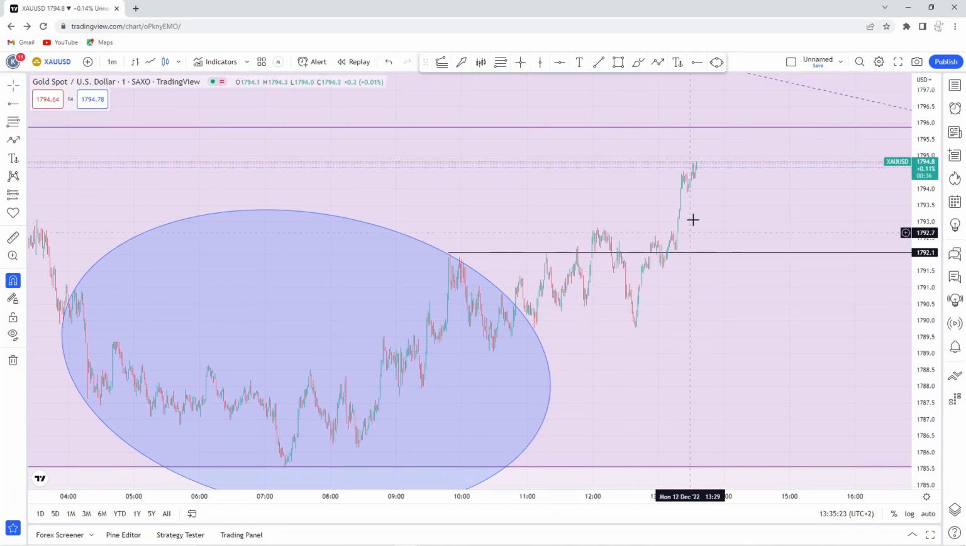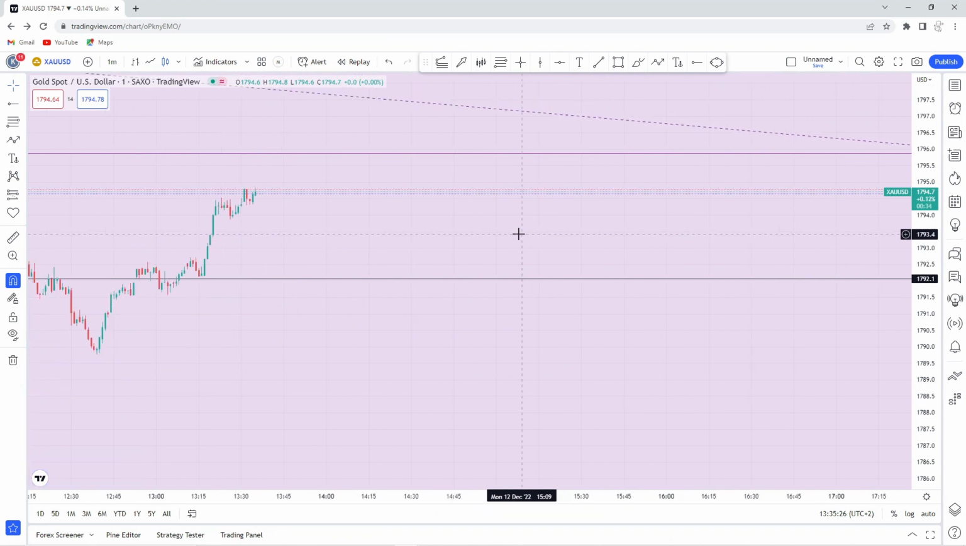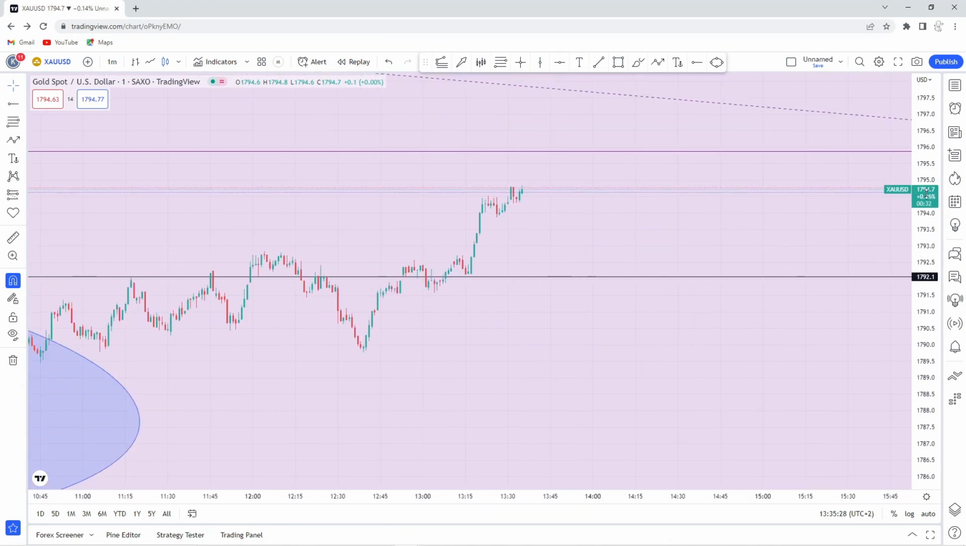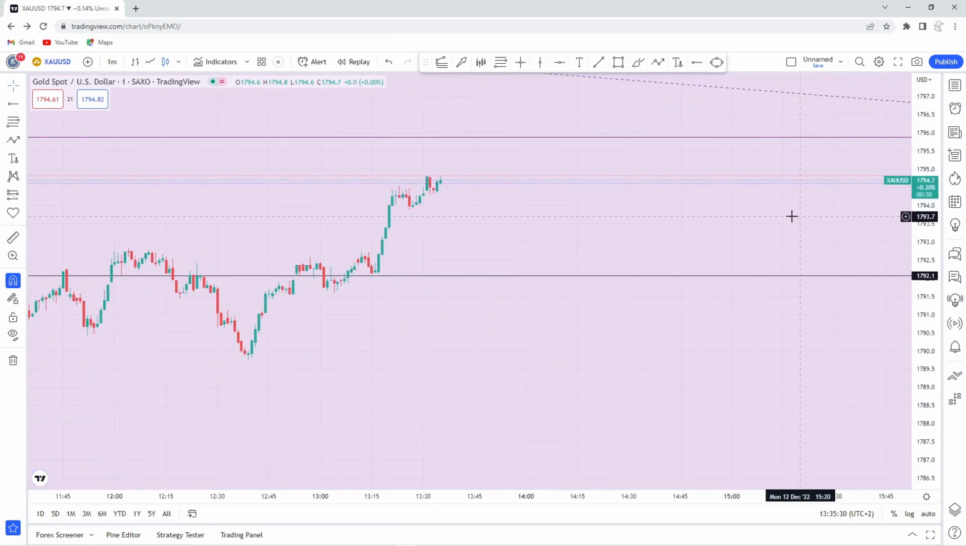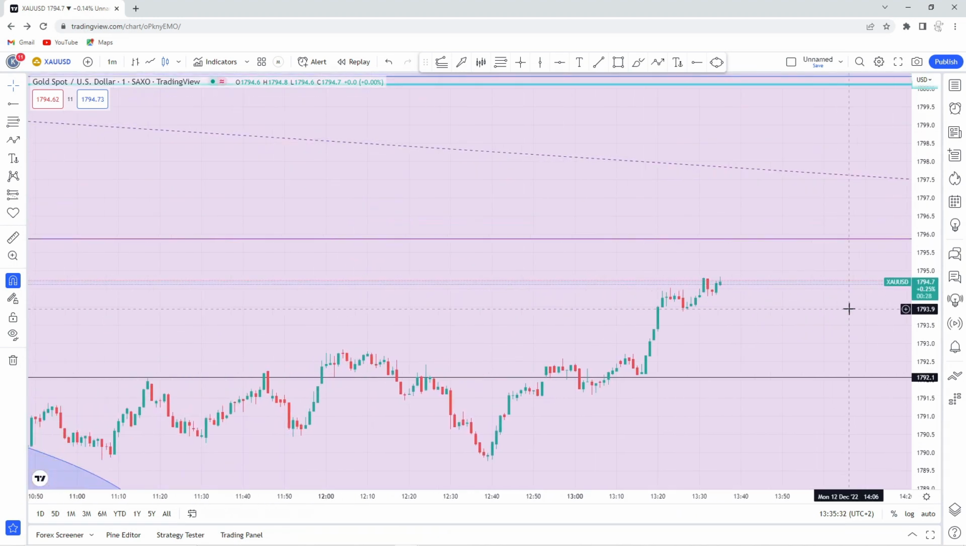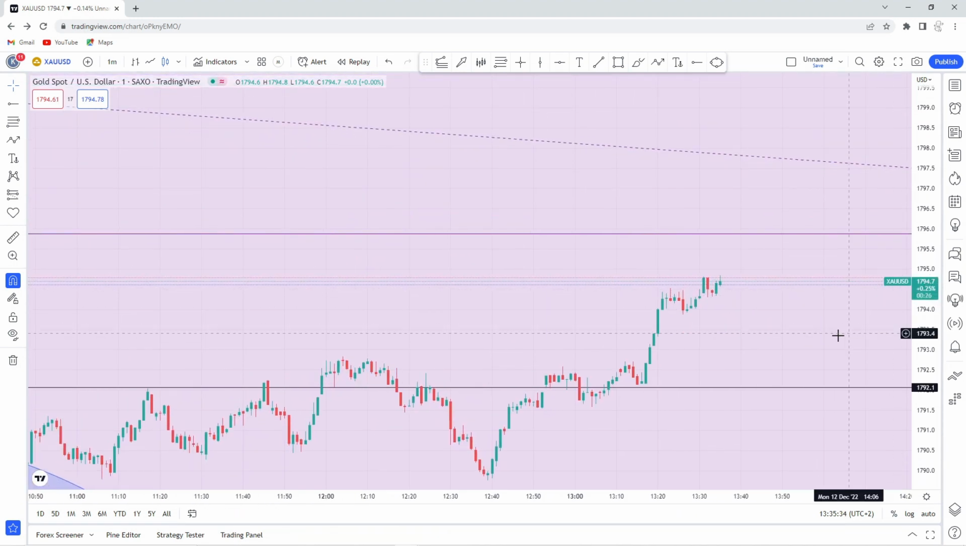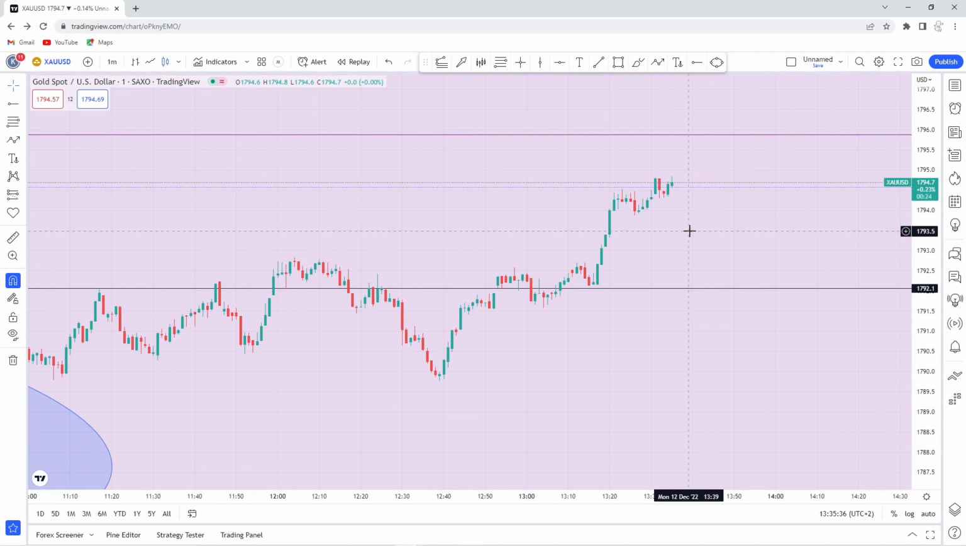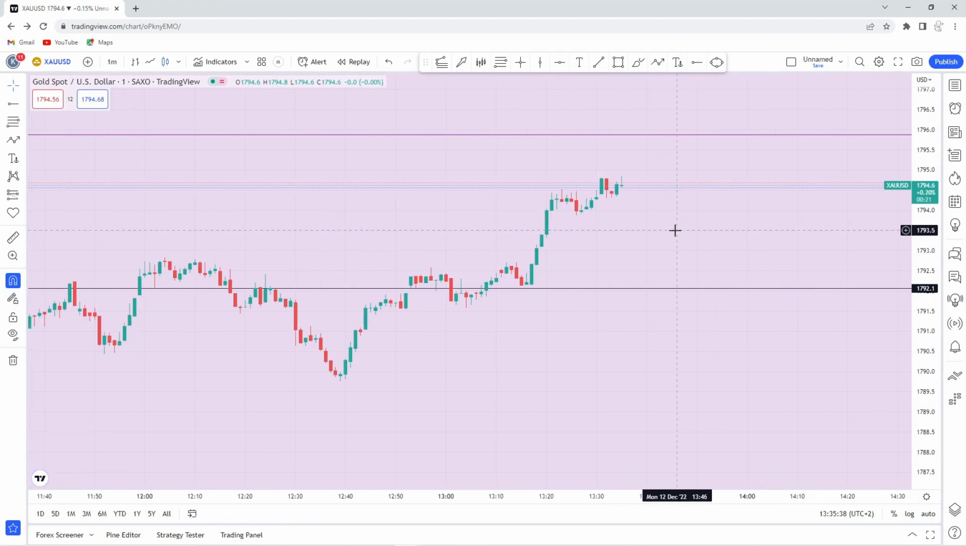And with that, guys, yeah, risk management is quite important. Try by all means to have a good risk to reward ratio. That's one of the keys.